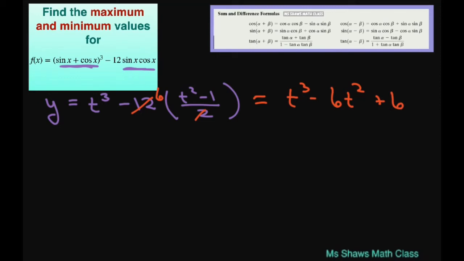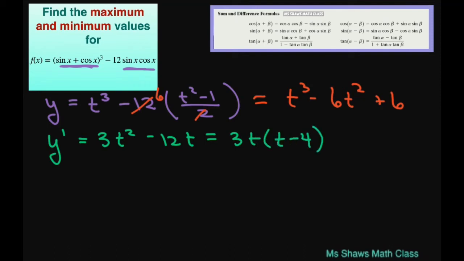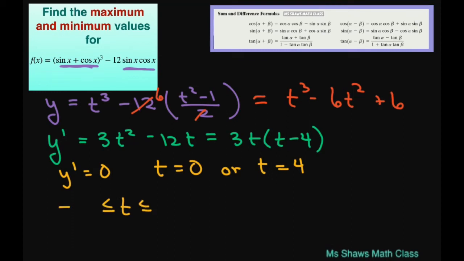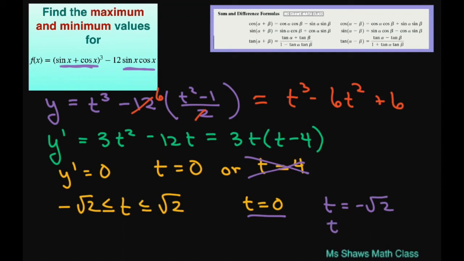All right, now let's differentiate. So y prime is going to give me 3t squared minus 12t, or we can write this as 3t times t minus 4. All right, from here, when y prime is 0, we have t equals 0 or t equals 4. However, since our restrictions for our t is in between negative square root of 2 and positive square root of 2, we're only going to use t equals 0. 4 is too big. So now we have that part, and now we can evaluate all this to find the min and max. So we're going to use t equals 0, t equals negative square root of 2, and t equals square root of 2.